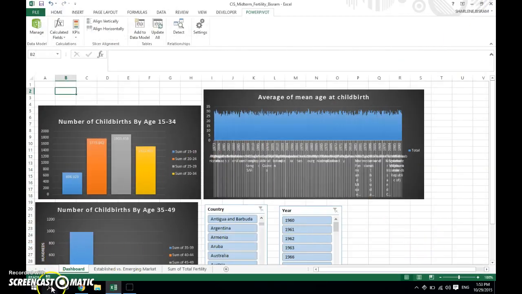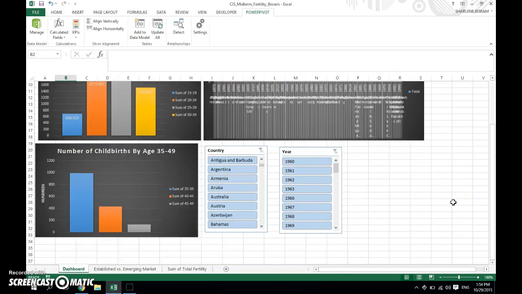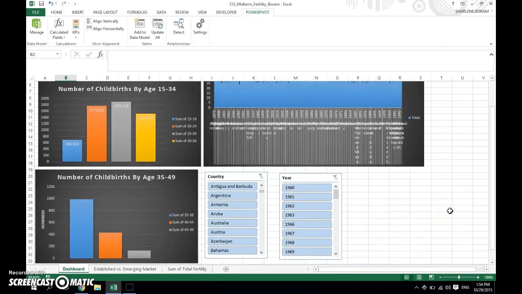So let's start at the dashboard page. As you can see, I have 3 different graphs here and 2 slicers. The first chart is titled Number of Childbirths by age 15 to 34. The second chart is titled Number of Childbirths by age 35 to 49. I put these on display because I wanted to show what the total childbirths were for the entire world by age segments. The data actually goes from 1960 to 2011.